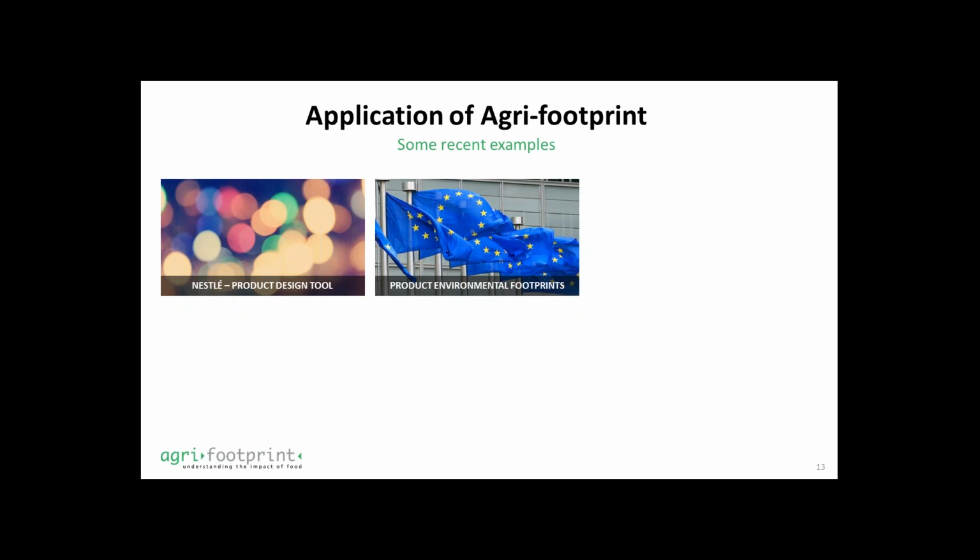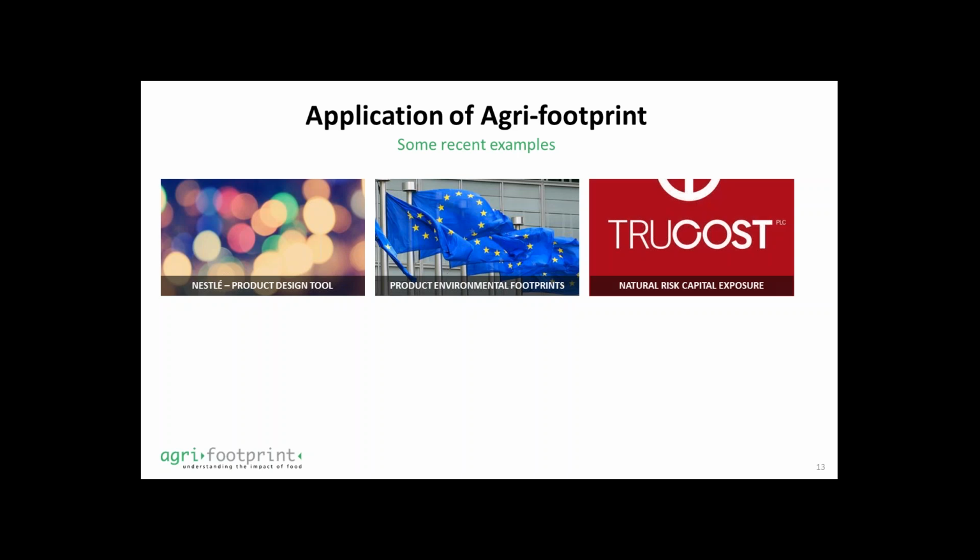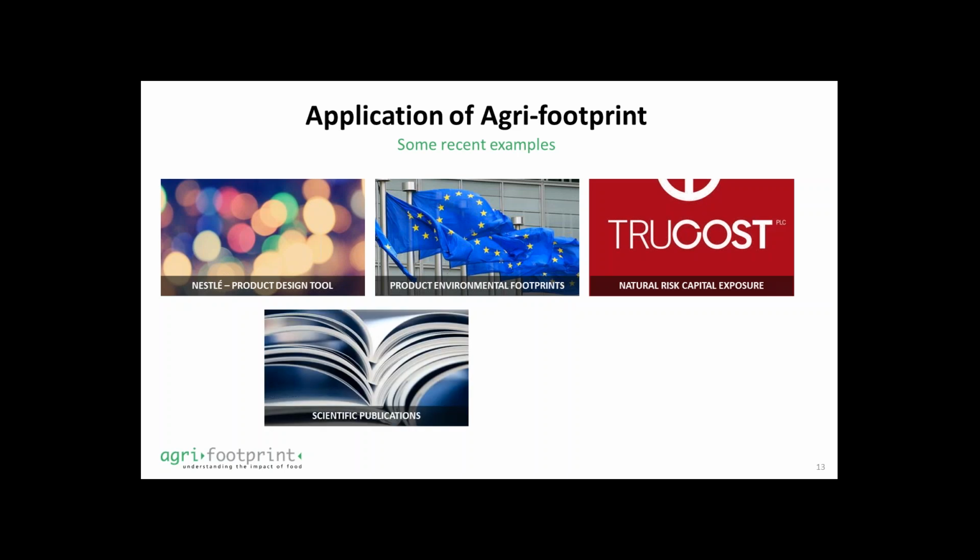We also saw that in most screening studies of the food product environmental footprint, Agri-footprint was used. I believe that out of the 11 food screenings I saw, there were at least 6 using Agri-footprint. Another example is TrueCost, who used the Agri-footprint data to assess the natural capital risk of some countries. We also saw Agri-footprint used in many LCAs in scientific journals like Journal of Cleaner Production and the International Journal of LCA.